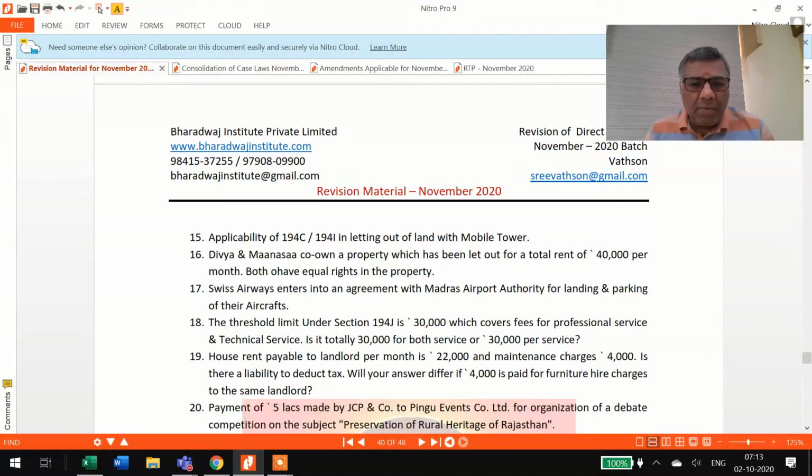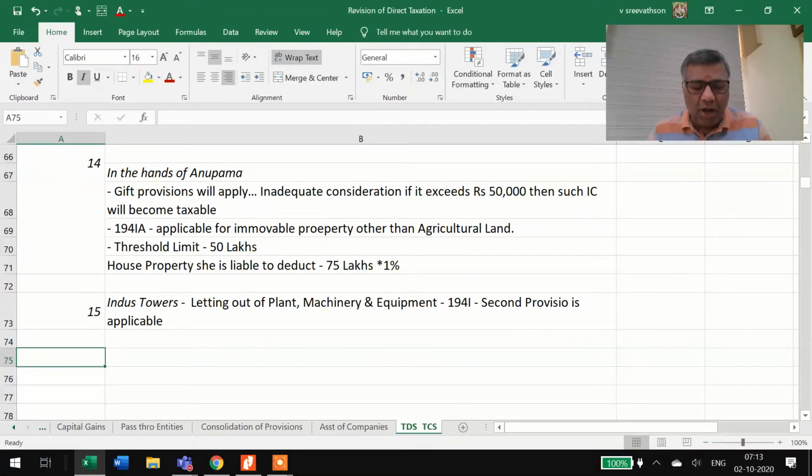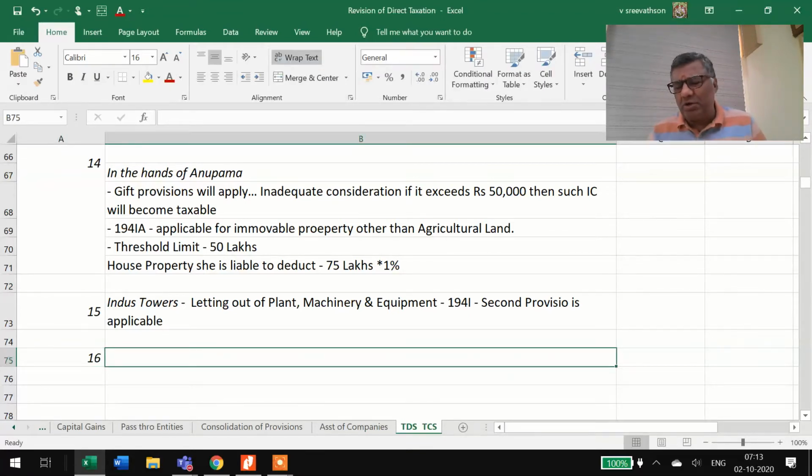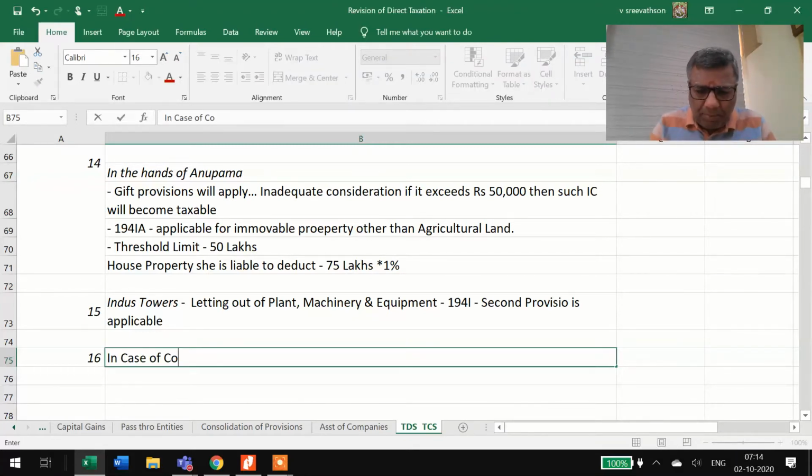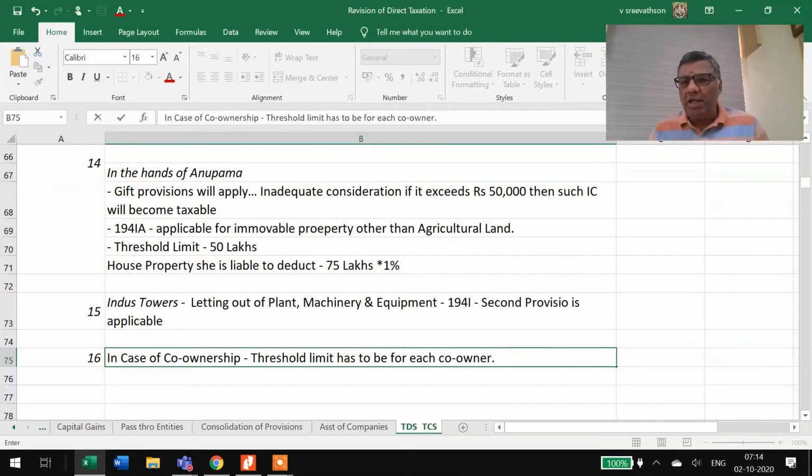16. Divya and Manasa co-own a property which has been let out on a total rent of 40,000 per month. Both have an equal share in the property. So I'm coming to Canara Bank. It's a case law, it's a provision, it's a circular. In case of co-ownership, my dear friends, the threshold limit has to be applied for each co-owner. It is not the total, it is for each co-owner.